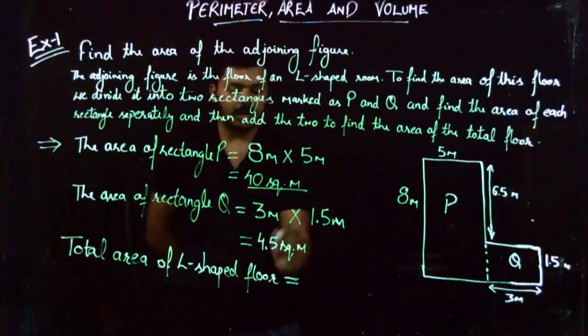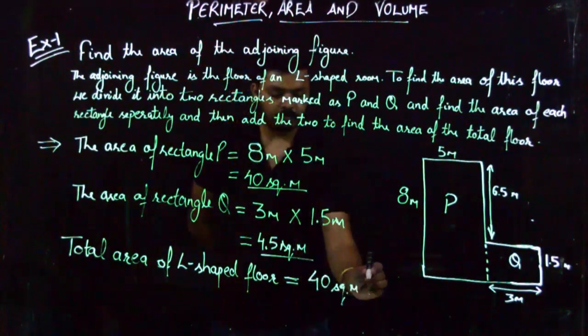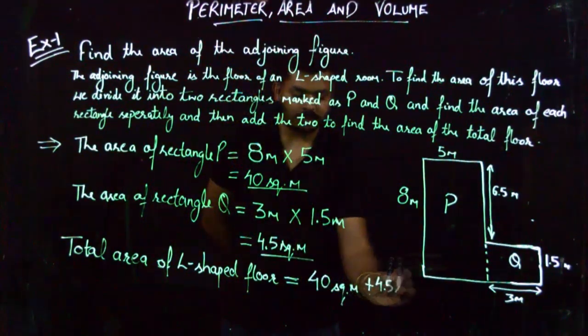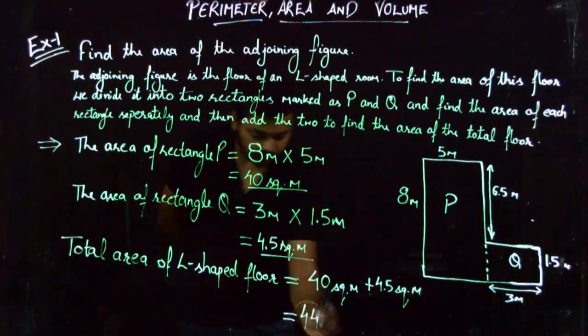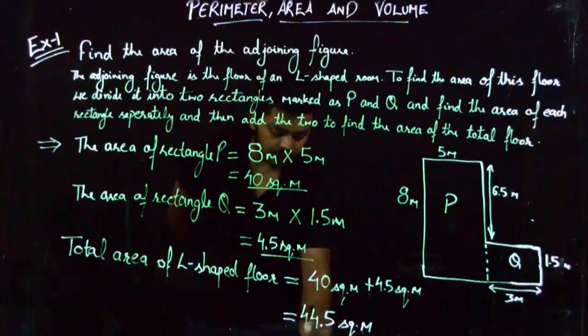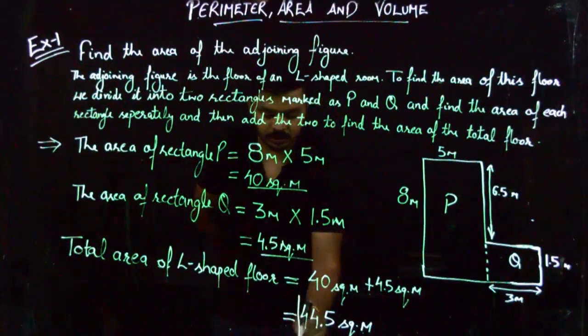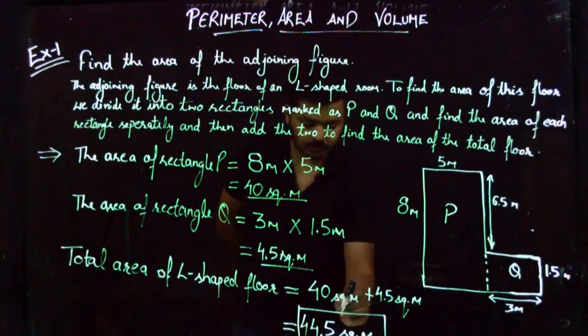Now the total area of the L-shaped floor is equal to, we add the area of both the rectangles, that is P and Q, 40 square meter plus 4.5 square meter, which is equal to 44.5 square meter. So this is the total area of the floor.